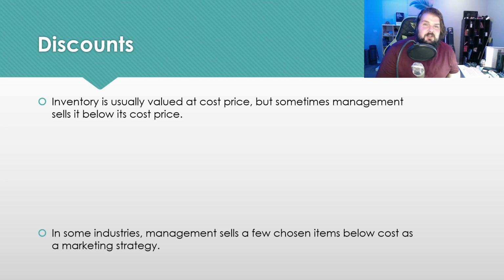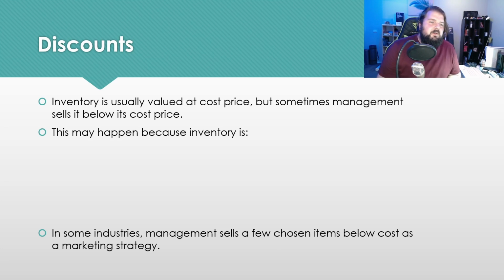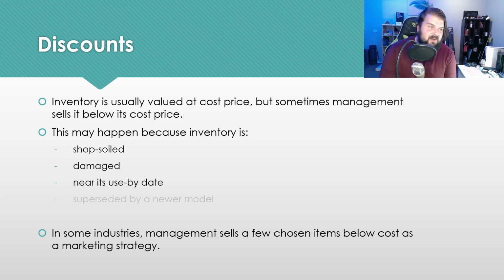The idea is that you, as a customer, come in, look at these really cheap items, buy those, and then on your way out, buy something that's a little bit more expensive. So it might also happen because it's been shop soiled. So it might have been a test product that people have handled. It might be damaged. It might be near its use by date. It might be superseded by a newer model. So as an example, when I got my iPhone, 2 months later, a brand new iPhone came out. It happens. And sometimes technology becomes obsolete as well.